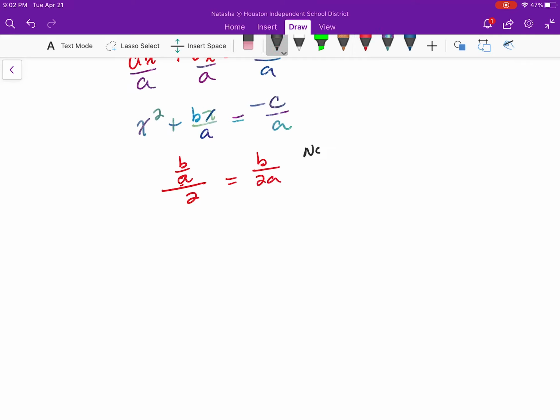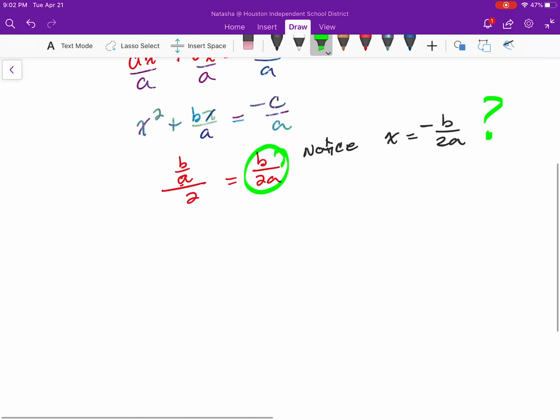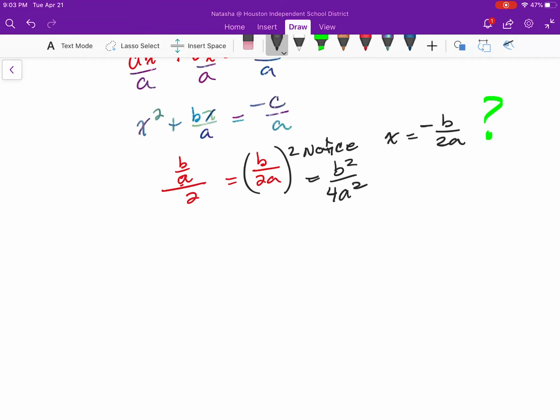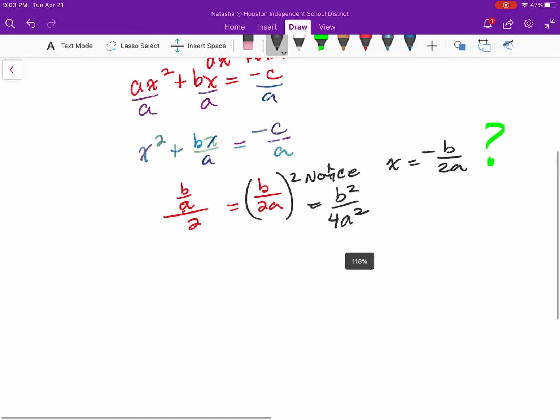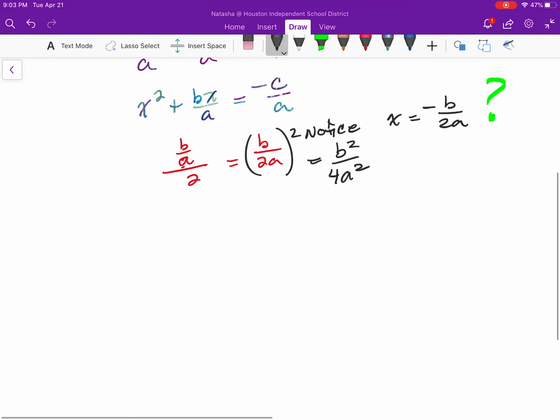So that means that I'm going to take this b over a, and I'm going to divide this by 2. This is then going to become b over 2a. Little side comment here. If you notice, your axis of symmetry is x is equal to negative b over 2a. Maybe that has some sort of relationship to it. I bet it does. Anyways, moving on. We're now going to take this term and square it, and that's going to give me b squared over 4a squared.